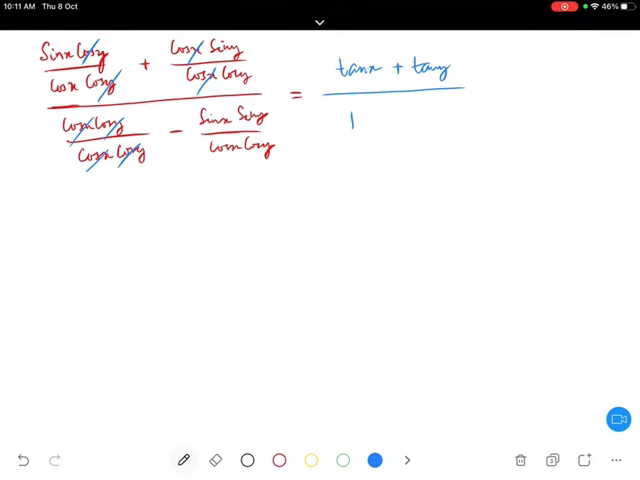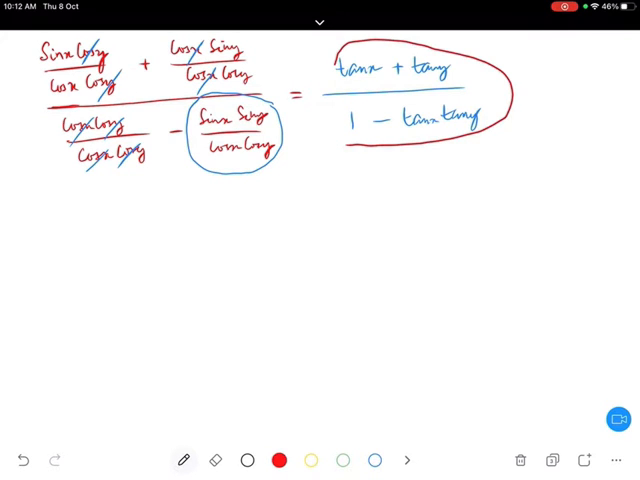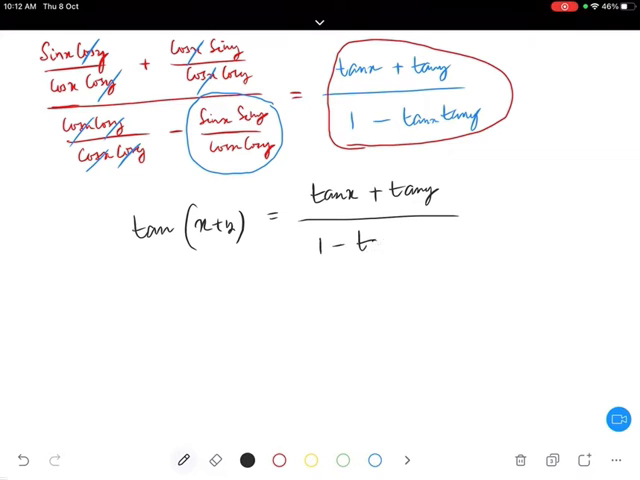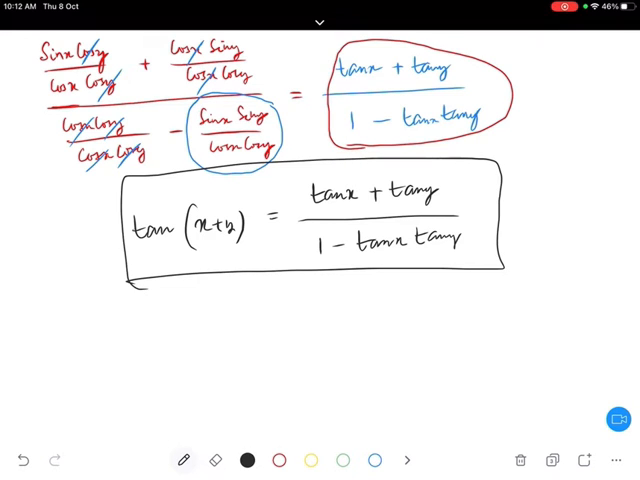So what do you get? 1 minus, and this part, what do we have? Tan x tan y. So this is my formula of tan of x plus y. The formula which we learned is tan of x plus y is equal to tan x plus tan y divided by 1 minus tan x tan y. Clear? Understood?